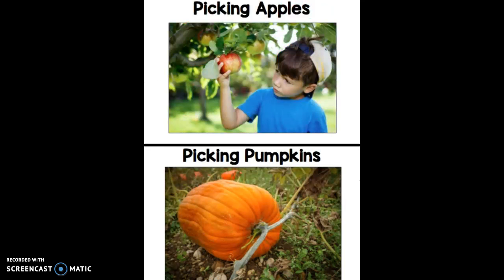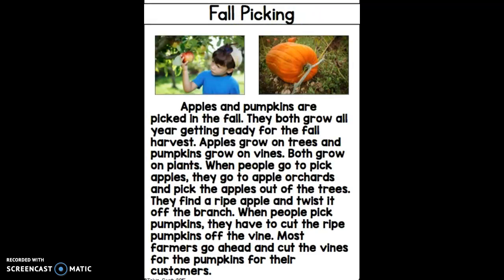Next, we're going to listen to a text about picking apples and picking pumpkins in the fall. When I'm reading, we're going to look for connections on how doing those two things are the same. Make sure you're sitting elbow to elbow, knee to knee, iPad in the middle so we both can see.